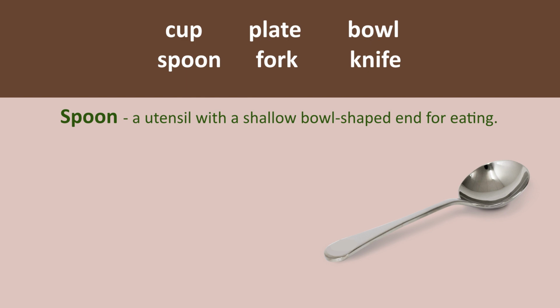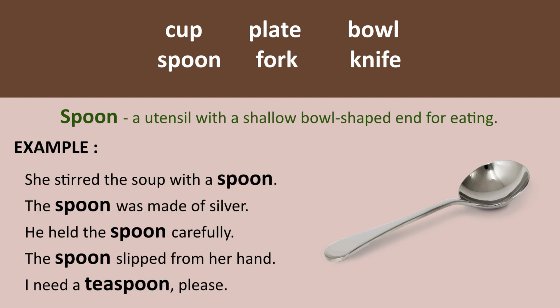Spoon. A utensil with a shallow, bowl-shaped end for eating. Example: She stirred the soup with a spoon. The spoon was made of silver. He held the spoon carefully. The spoon slipped from her hand.